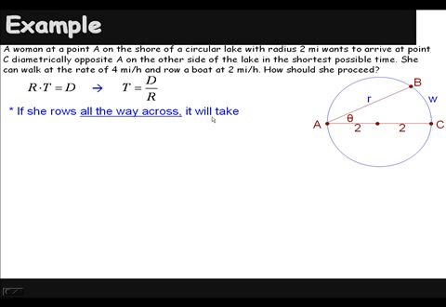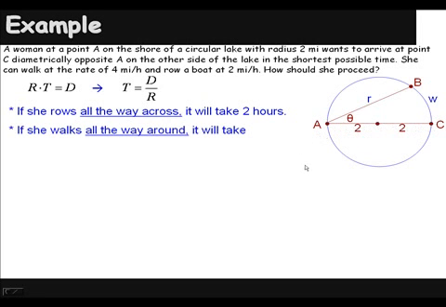If she rows all the way across, so she just starts here and rows all the way across, we could figure that out. It'll take 2 hours. Actually, she's going to point C, so I'll take that back. She's going to point C. That's what would take 2 hours because she goes at 2 miles an hour, so it would take her an hour to get to the center and another hour to get across. So there's our 2 hours.